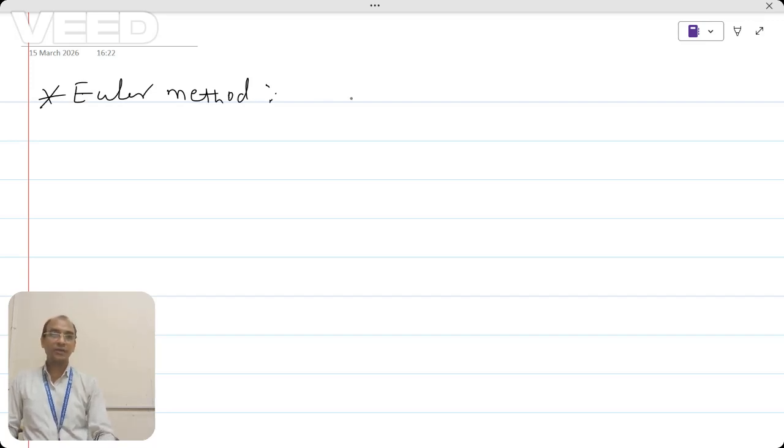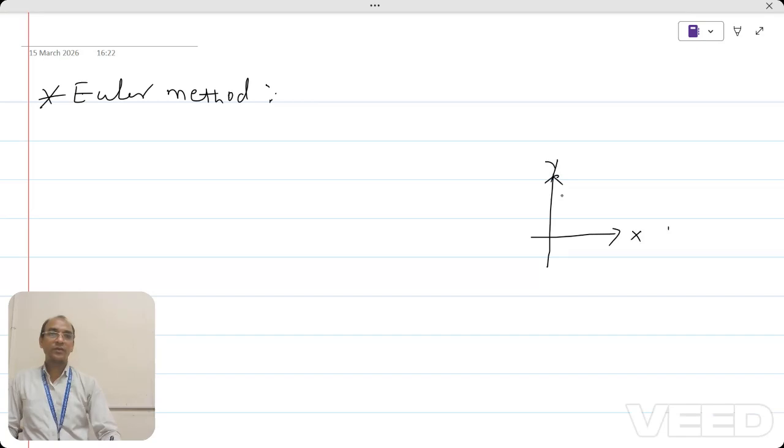So we will have a curve in the xy plane. This is my x-axis, this is my y-axis. If I have a curve like this, I will approximate this curve by a sequence of tangents, and I will try to find the approximate value of the curve. That is the use of the Euler method.